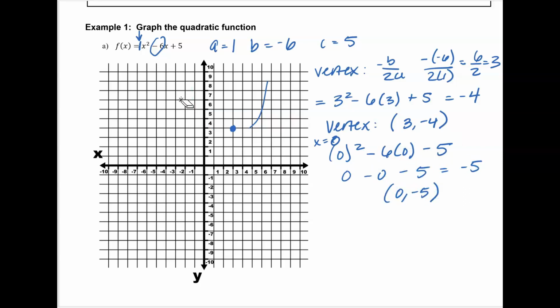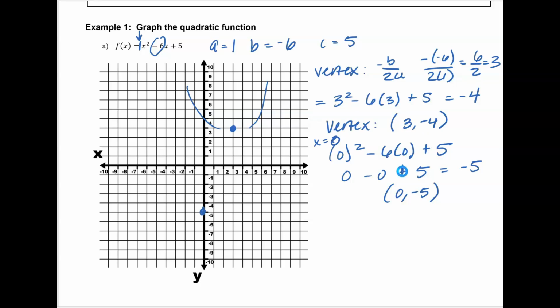So I'm going to go ahead. Oh, and you know what? I did that wrong, because looking at it, if it was (0, negative 5), it would be down here, and I just said this is a face-up graph, so I must have done something wrong. Let me look. I wrote down minus 5, and this should be a plus.